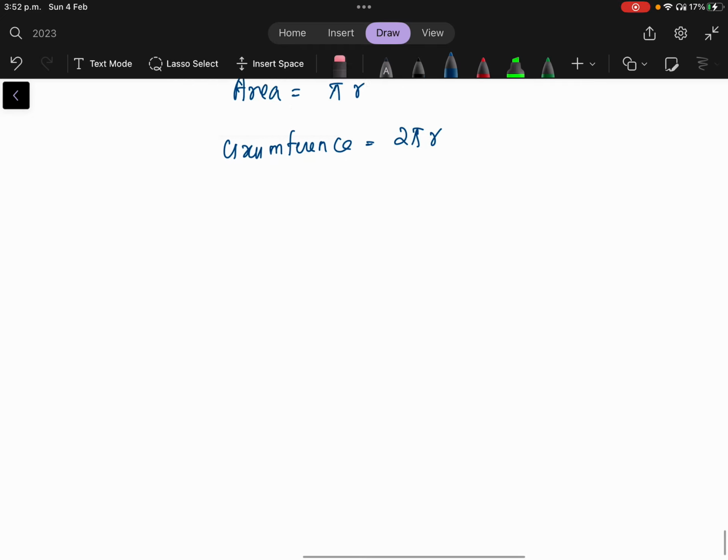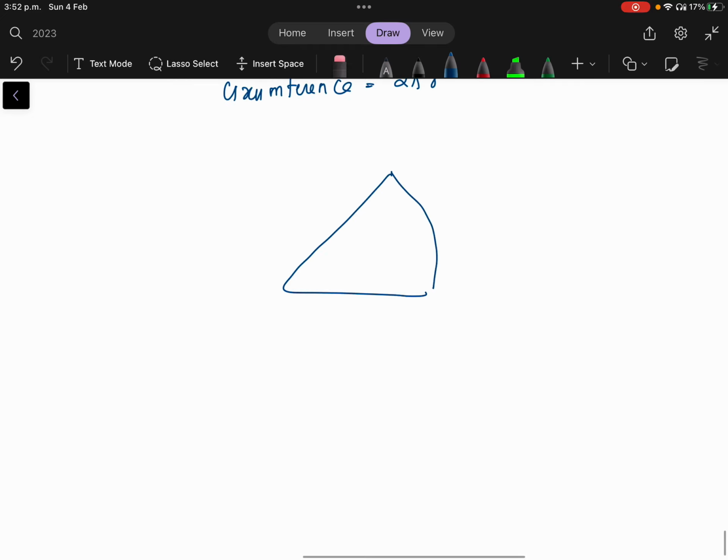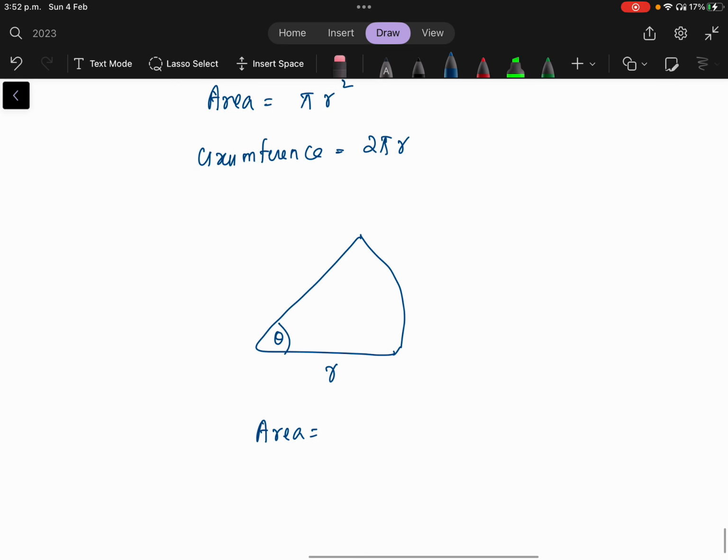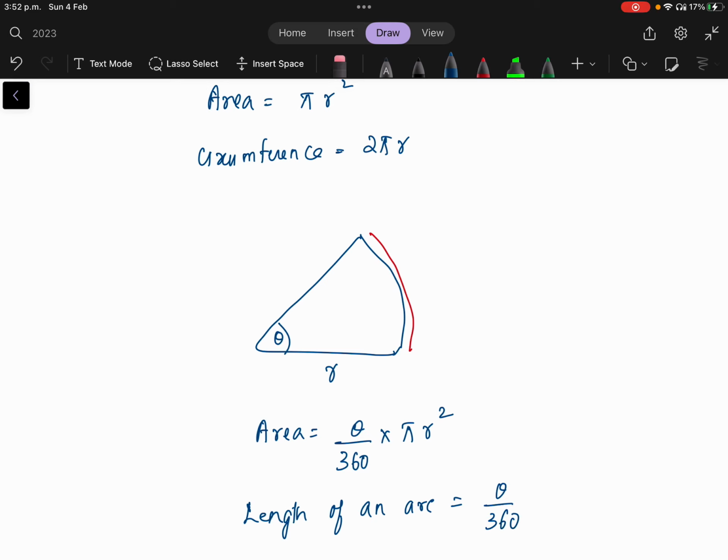Now in relation to this, if you have a sector, this is the arc, and if this angle is theta and this is the radius, the area works with pi r squared only, but you have to do theta over 360 times pi r squared. And the length of an arc, which is marked by this red line, is equal to theta over 360 times 2 pi r.